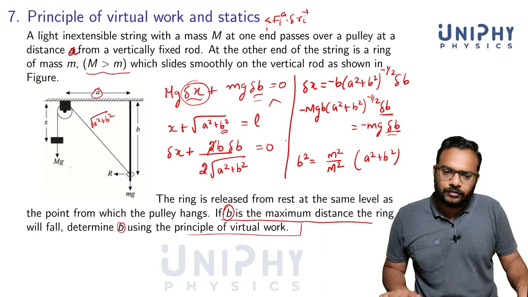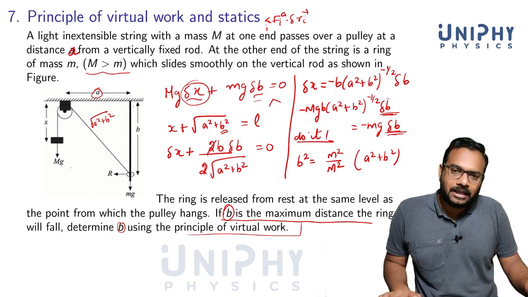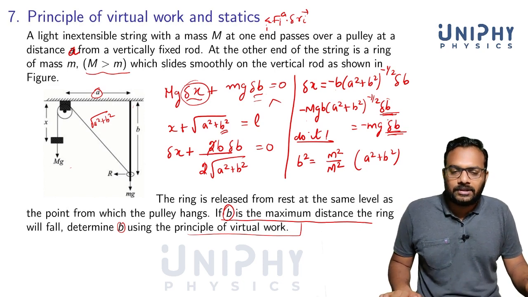There are a few steps, you just do it. It's just a matter of solving. You have the equation minus mg b (a square plus b square) whole raised to minus 1 by 2 is equal to minus mg, because you can now take this delta b away. Whatever multiplies delta b has to be equal; otherwise you would have to choose delta b equal to 0, which we don't do.